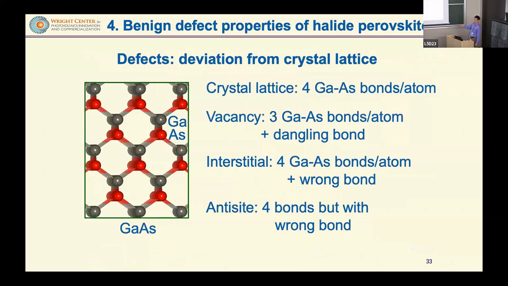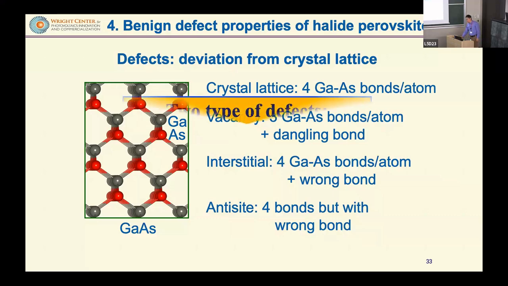I gave gallium arsenide as an example. So for this kind of defects, say you have a vacancy, you have one atom missing, right? Then you will generate a dangling bond around the other atoms. Then with an interstitial, you squeeze another atom in, and you will generate lots of so-called wrong bonds. You have antisites, so you have misplaced arsenic and gallium in gallium arsenide, which will create more wrong bonds.